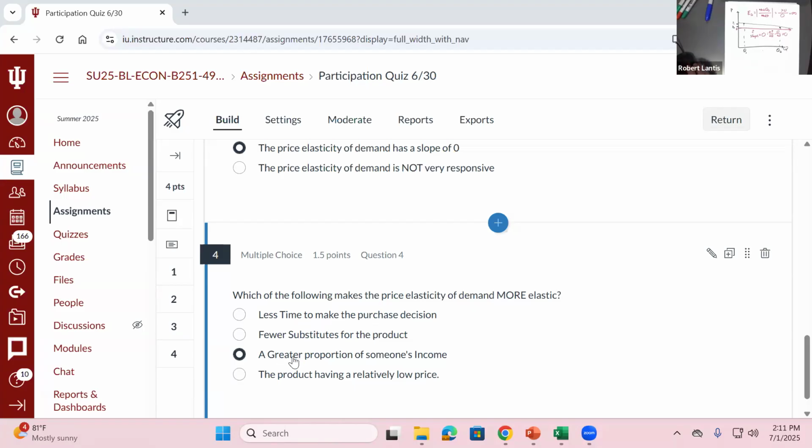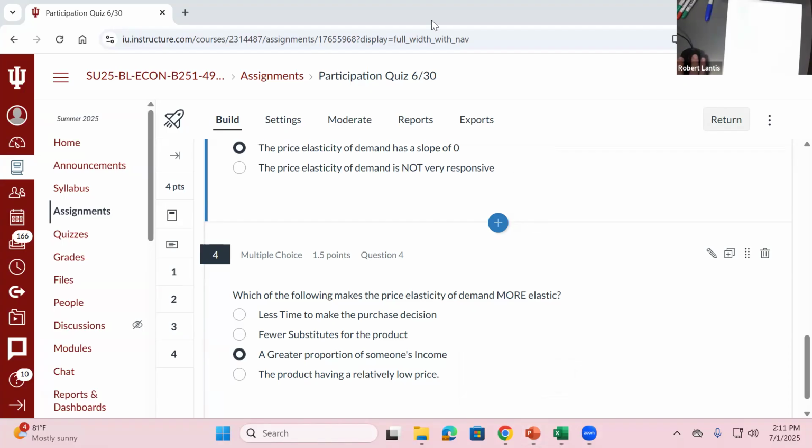If something is a greater proportion of someone's income, we said they're going to focus a lot more on getting a good deal, right? Really be concerned with the price. And so they're going to be really responsive to price changes. That would make them more elastic. Okay. And then a product having a relatively low price, we'll work through some examples today where we see that this one actually would make it more inelastic as well. So we'll talk more about today why we could rule out this fourth option. Okay.